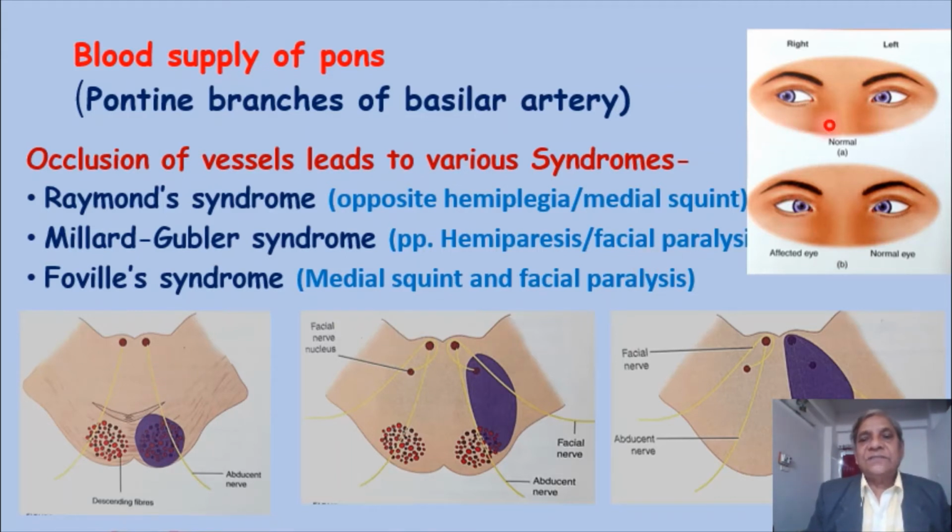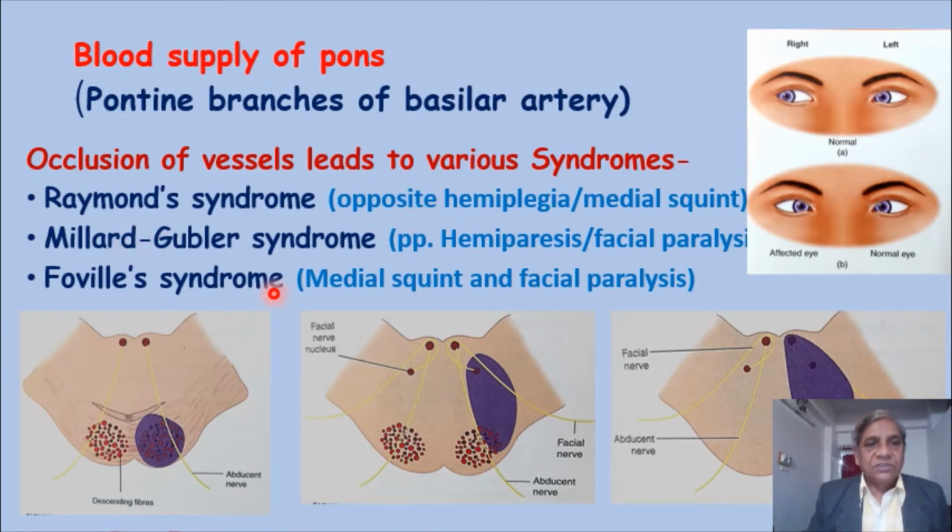If you ask a person to look to one side, both eyes should look to that side. But when one eye is affected and the lateral rectus is paralyzed, the other muscles will pull it towards the medial side. So this will lead to a medial squint. This is Raymond's syndrome.